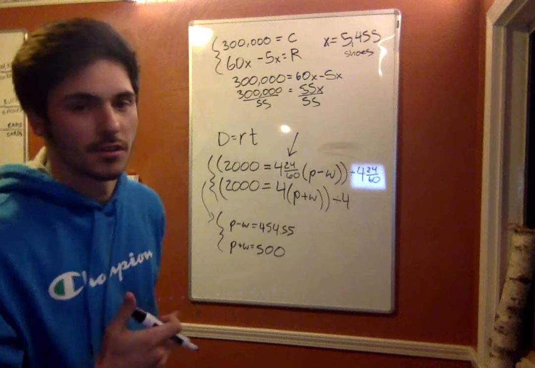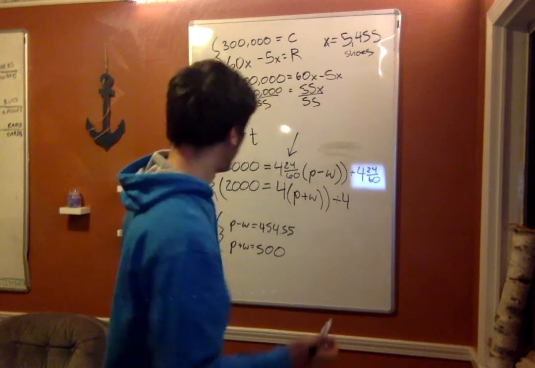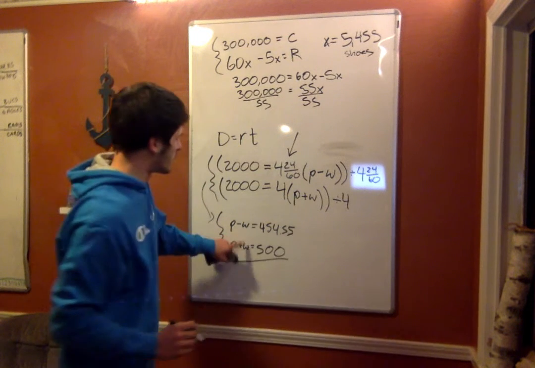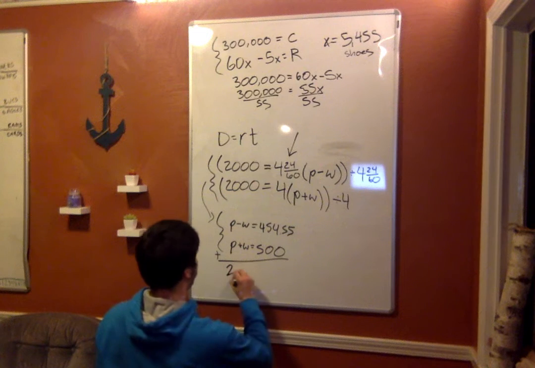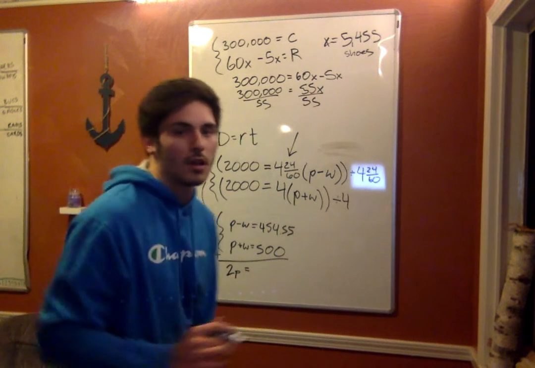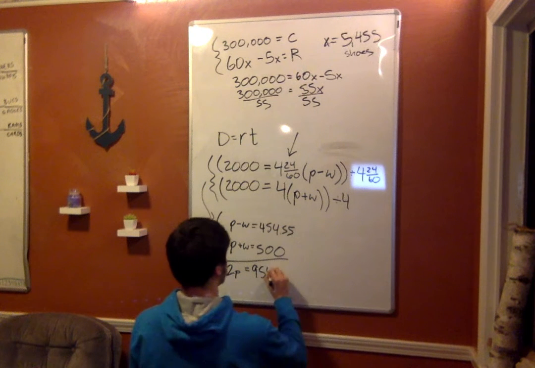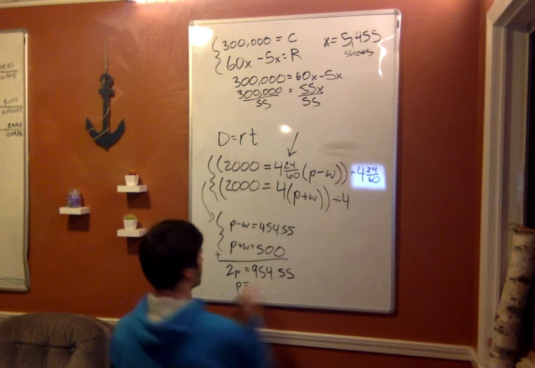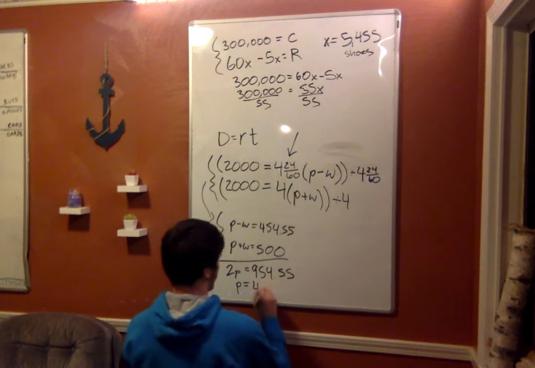And now this is definitely a system of equations that we are capable of solving. We can add these together because this is an elimination. We'll eliminate the W, and we'll get 2P equals 954.55. And so P itself equals 477.23.